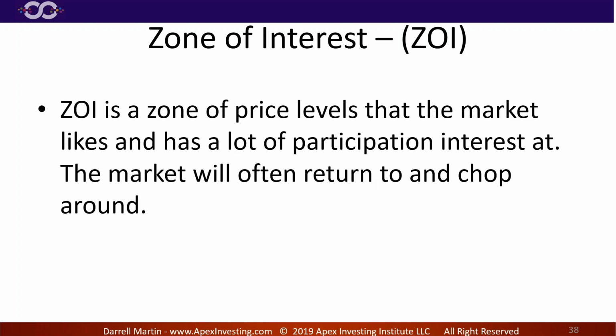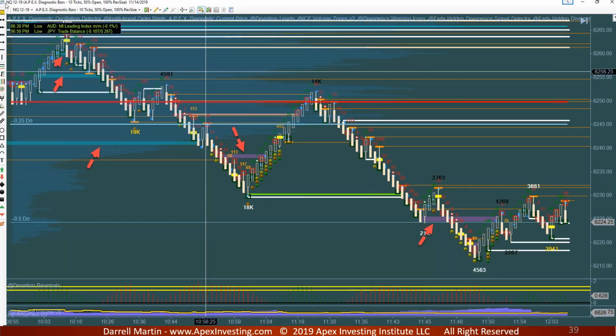Okay. Zones of interest, ZOIs. They're price levels that the market likes and has a lot of participation. The market will often return to and chop around these levels. It's often also where you'll see reversals and things like that, or the big setups come off of ZOIs.